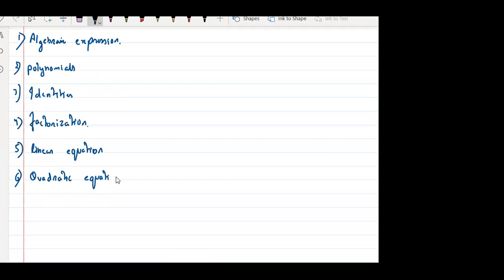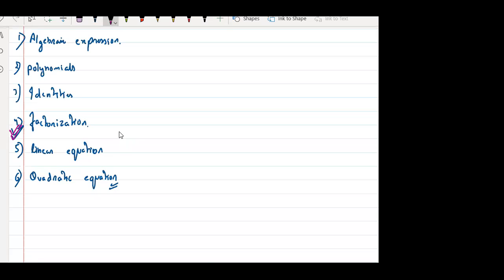Now, when we talk about quadratic equation, what do we need to know before starting this topic? Factorization is something that we need to know, especially factorization using split the middle term, that is, factorization of quadratic polynomials. That's all we need to know, and a basic idea about polynomials.